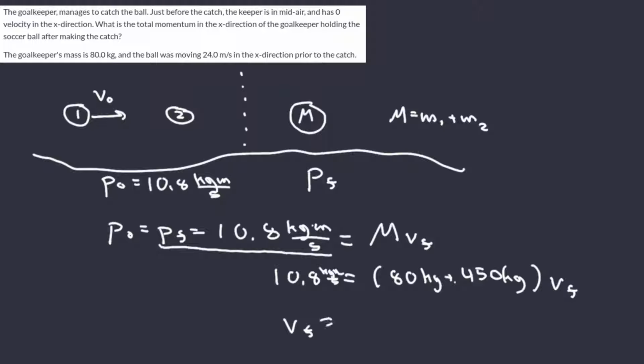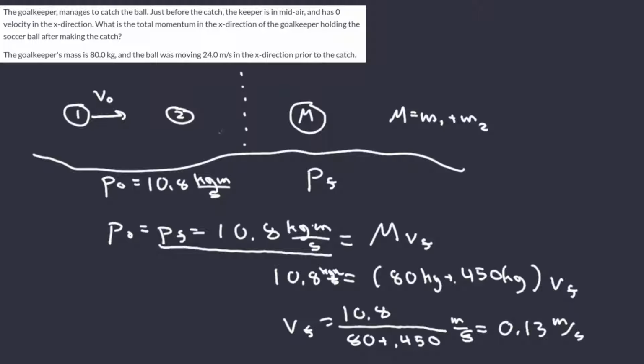So v final will turn out to be 10.8 over 80 plus 0.450. And our final units are meters per second. So if I plug that in, I get 0.13 meters per second.